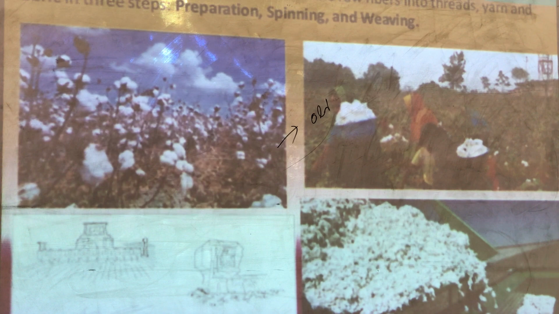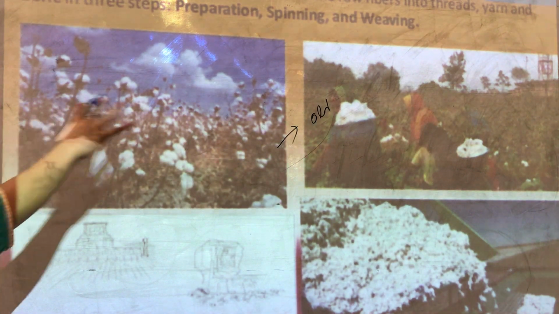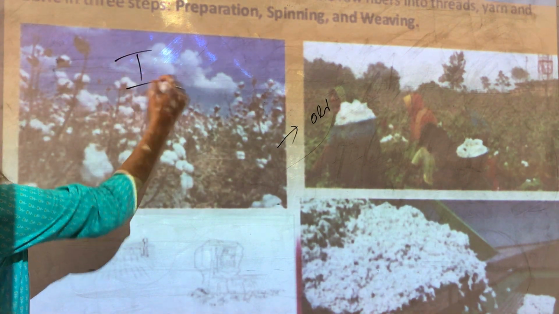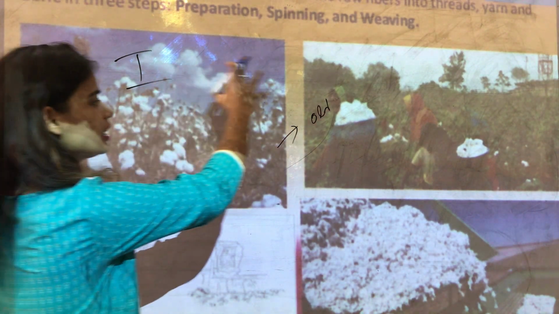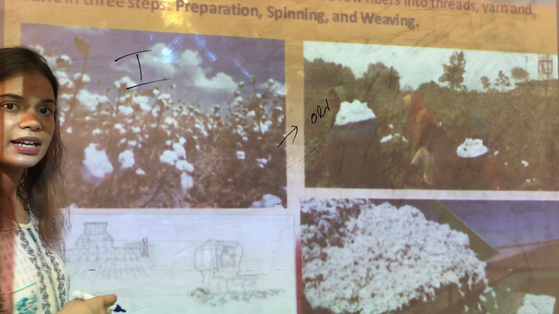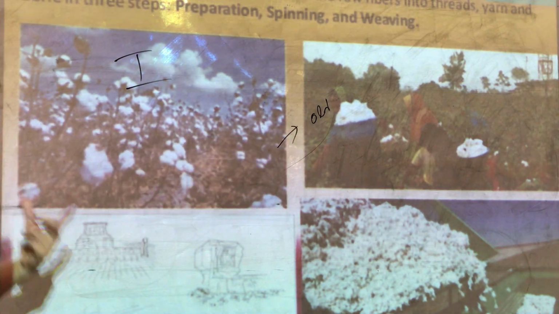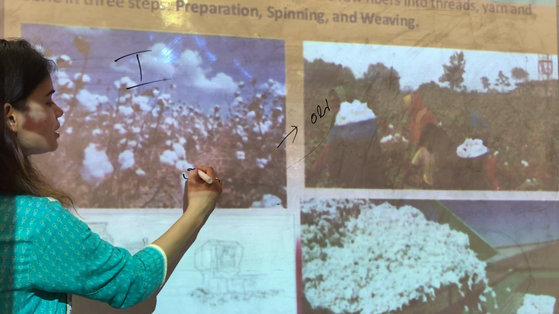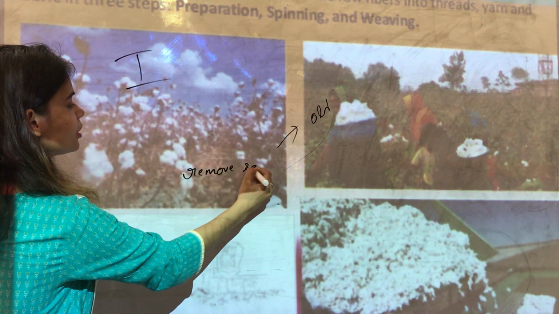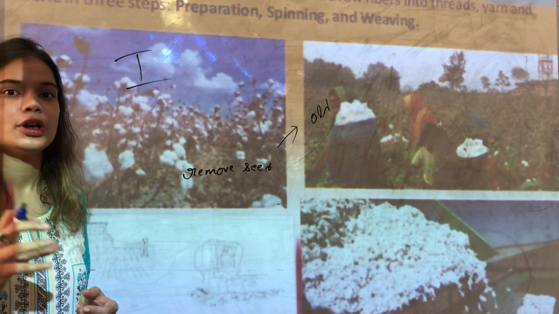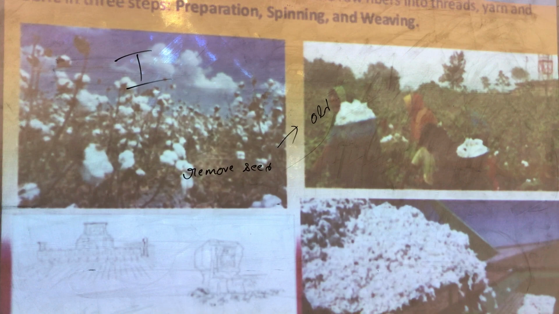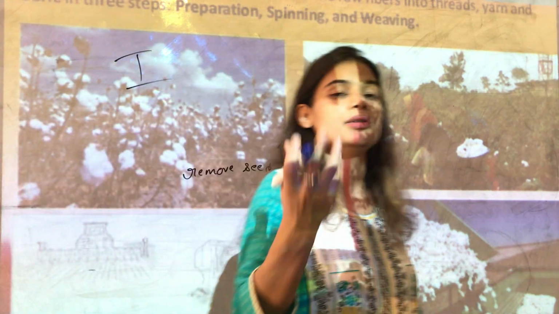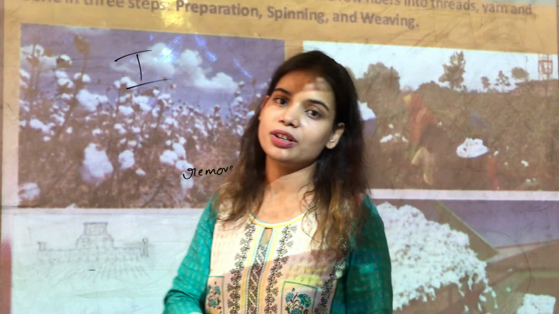Let us study how this is carried out in this picture. The first step is here: the plants are grown. Once it is matured, we collect it in our basket. You can see here these ladies are collecting it in baskets. Now the second thing is to remove the seed, because the cotton flower has seed in it. We need to remove that cotton seed, and this process is called ginning. So what is ginning? Ginning is the removal of seed from cotton.